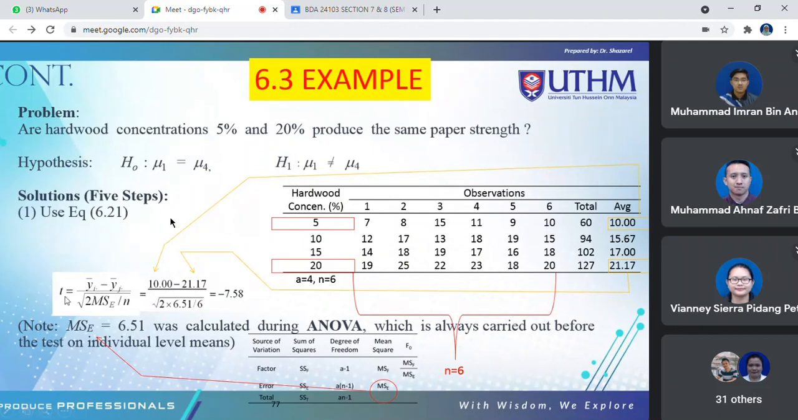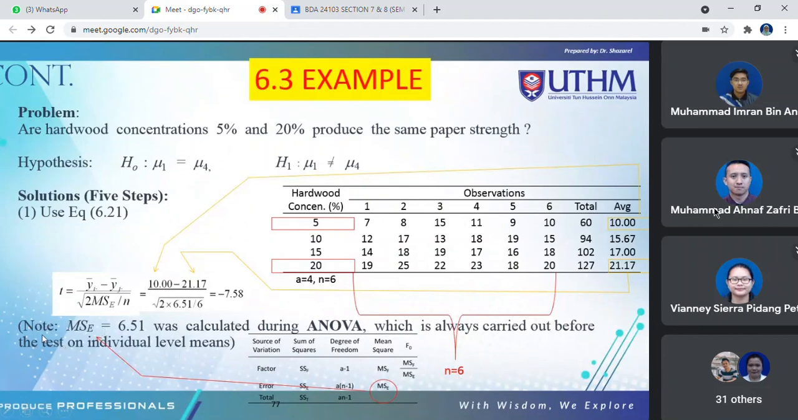This is the formula. T is equal to yi minus yj divided by the square root of 2 MSE divided by n. So we have to calculate. n is a small n. Don't mistake it with large N. Large N in this case will be 24, but small n is 6. So we divide by 6, and then the value here is minus 7.58.